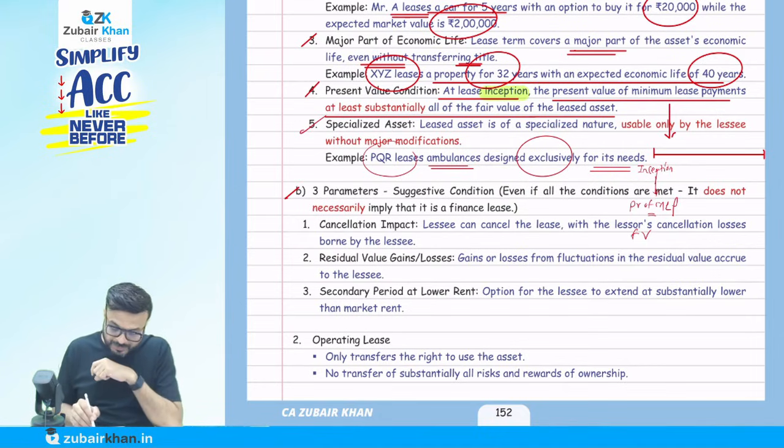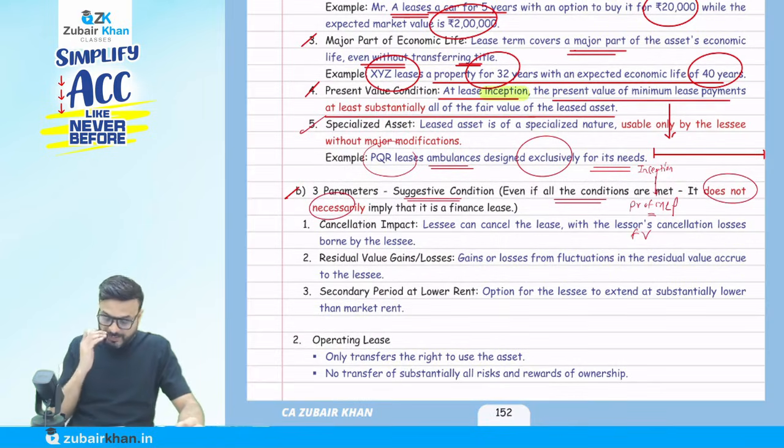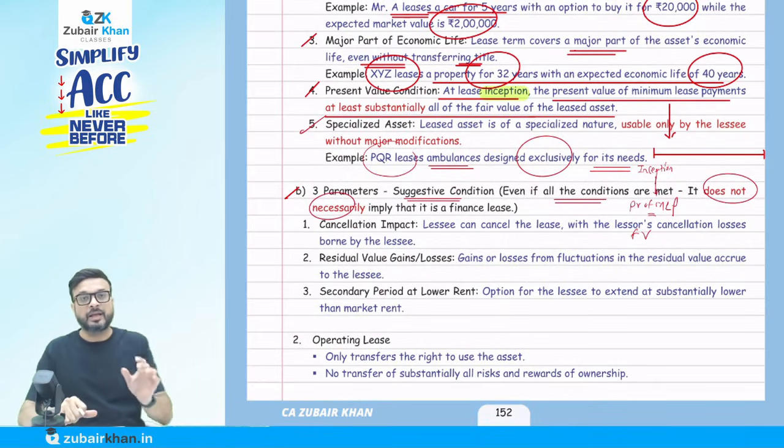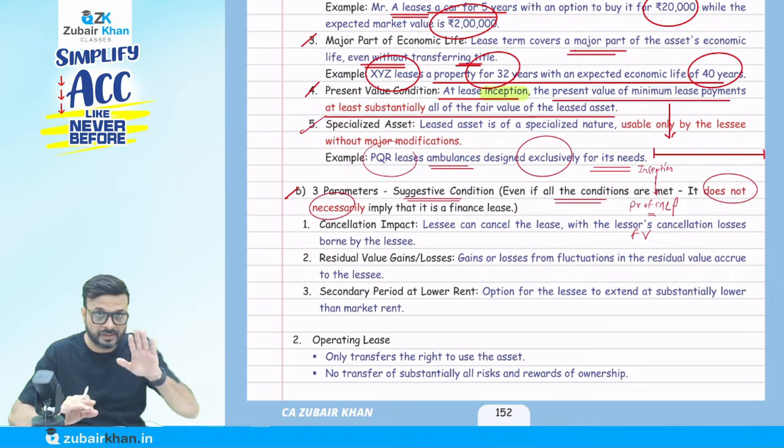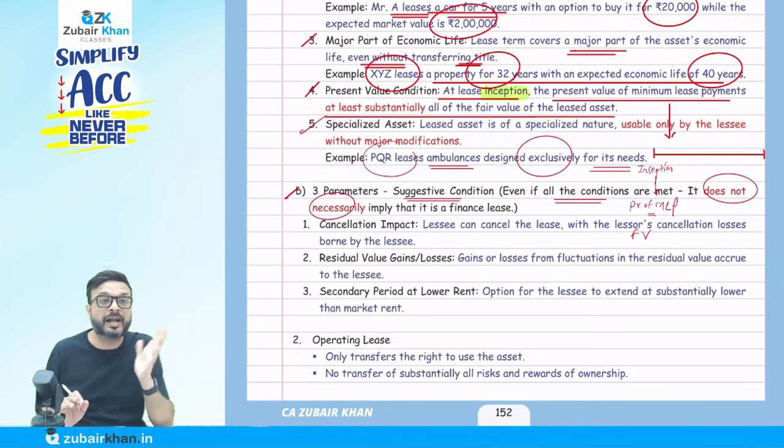So they say these are suggestive conditions. Three parameters we are discussing: even if all the conditions are met, it does not necessarily imply that it's a finance lease. Even though all the conditions of these 3 parameters are fulfilled, we cannot say 100% it's a finance lease, but it might be a finance lease.